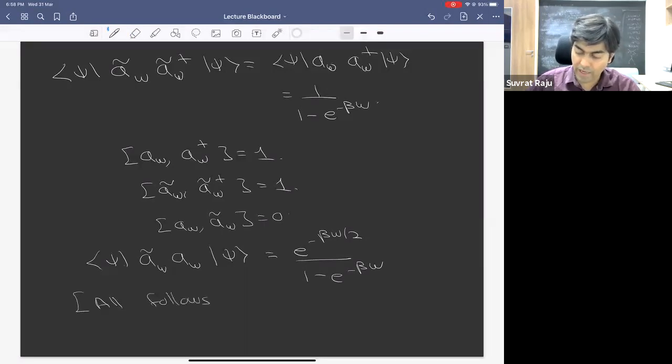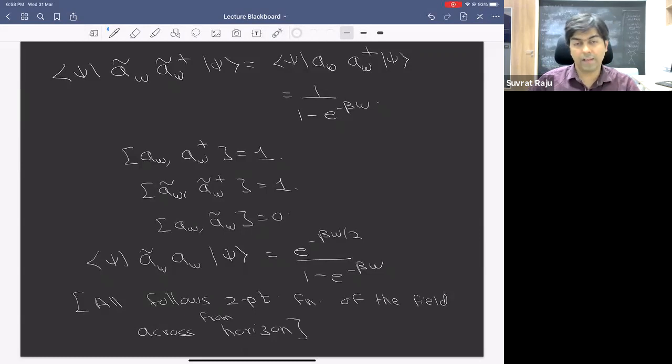So all we are saying, it seems like a very reasonable demand, is that everything follows from the 2-point function of the field across the horizon. We are only saying that the horizon should locally look like flat space. And that's all we're asking for.